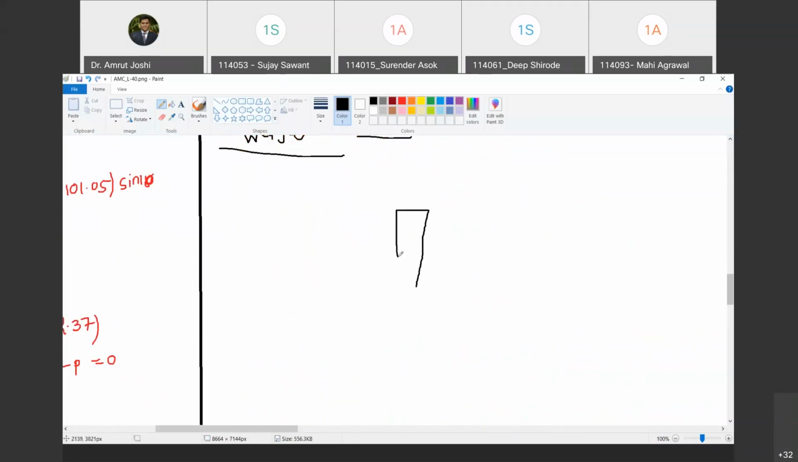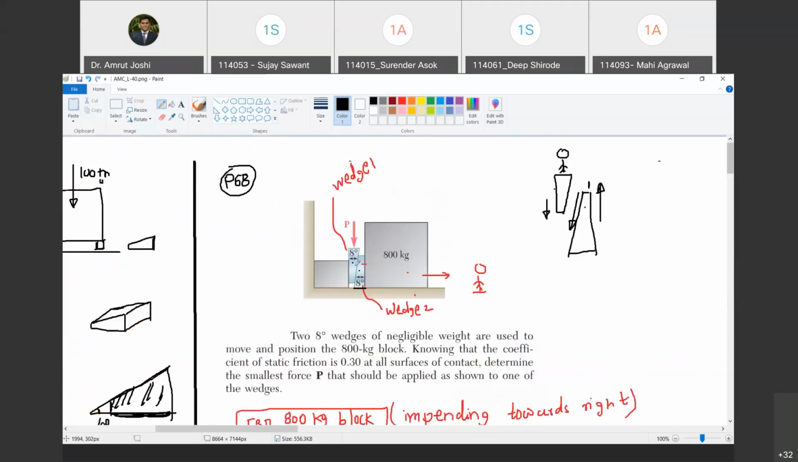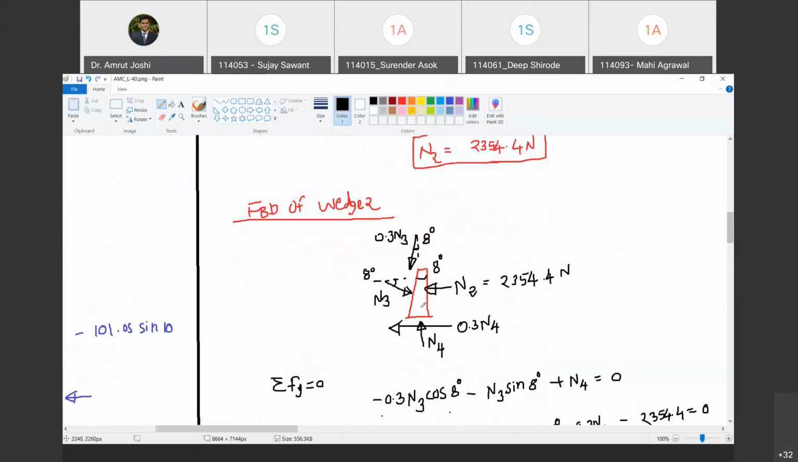Am I right? Yes, sir. And this angle is 8 degree with vertical. Happy? Yes, sir. Now on this wedge number 1, wedge number 2 is going to apply normal and tangential force at this interface. Do you agree with me? Yes, sir. And what will be its direction? Exactly opposite to this. Do you agree?